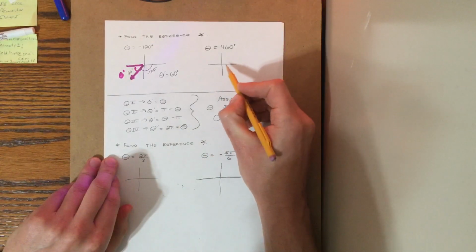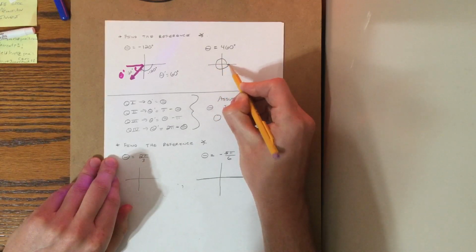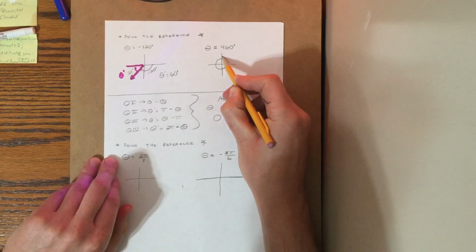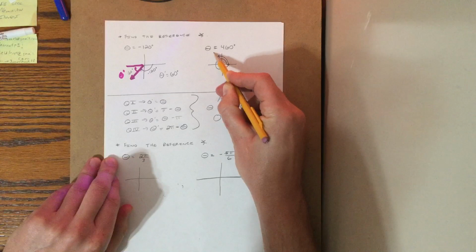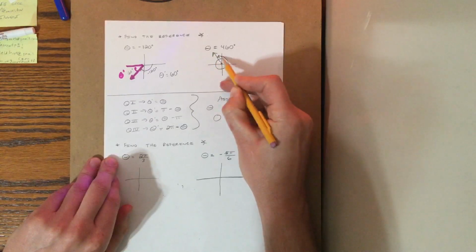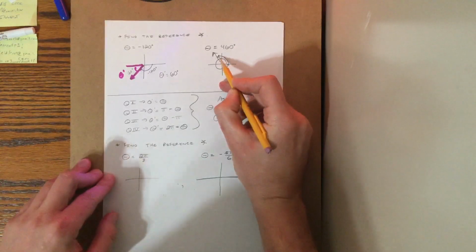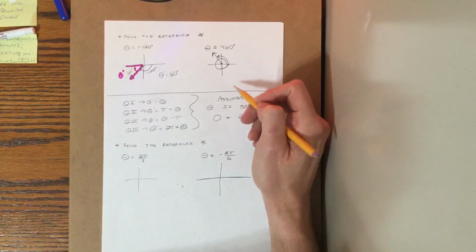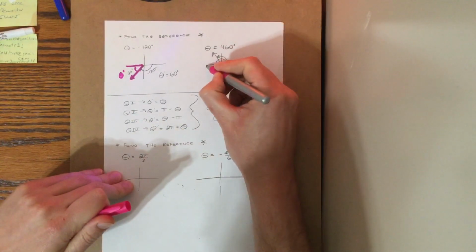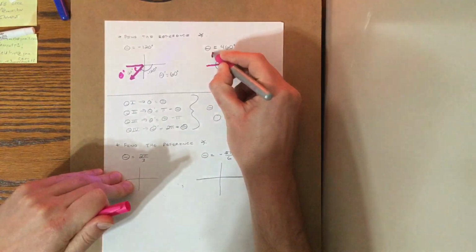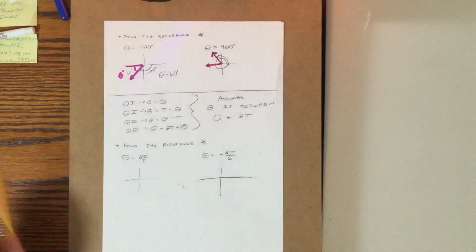For 460 degrees, we know that one full revolution is 360. So another 100 would put me into quadrant 2. So that would be what 460 degrees looks like. One full revolution and then another little bit there. To figure out the reference angle, again, we just want the angle between the x-axis and the terminal side. So what would that be?